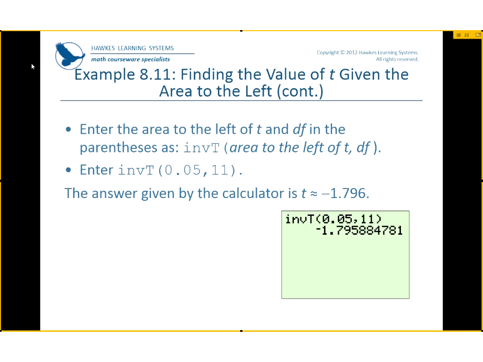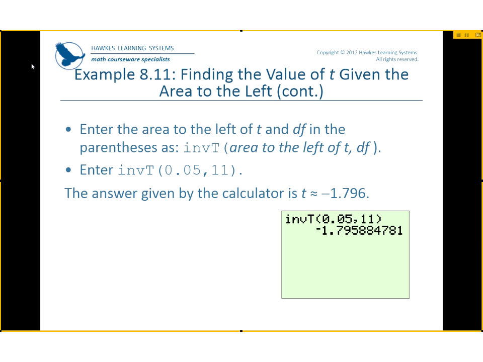So if you put that in, you're going to put the area to the left and then the degrees of freedom. So it's going to be 0.05, comma, 11. Close the parentheses, and what do you get? You get negative 1.795888. All right, now see this, that you cannot use it for areas to the right, only areas to the left. Okay? And note the negative sign.